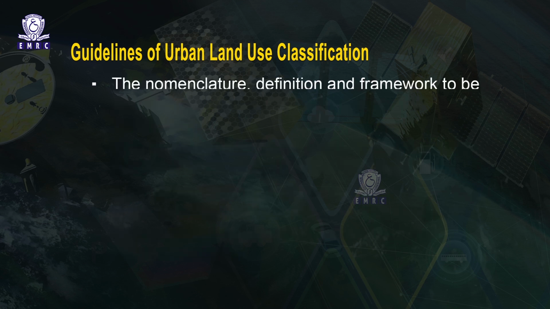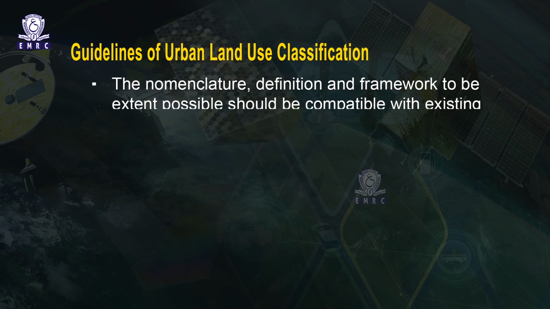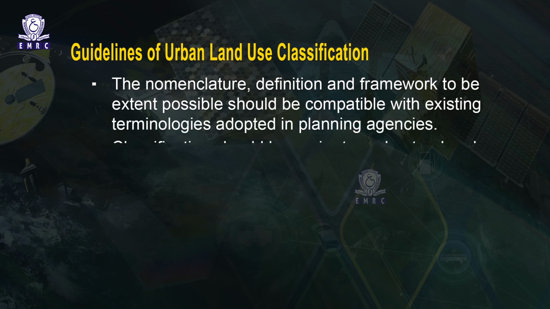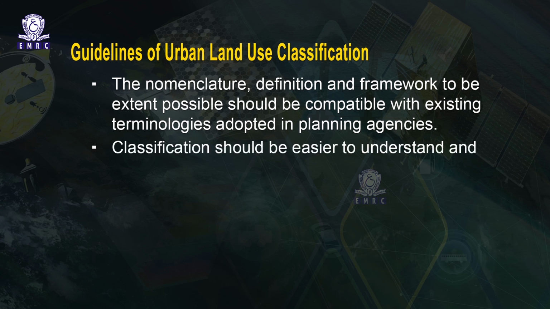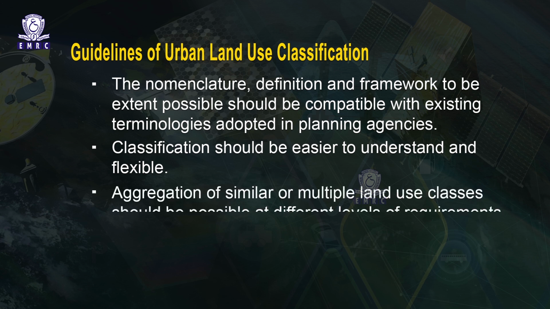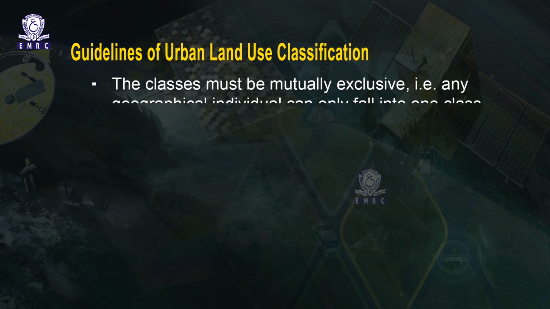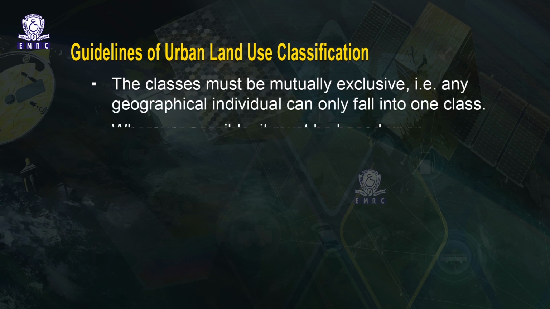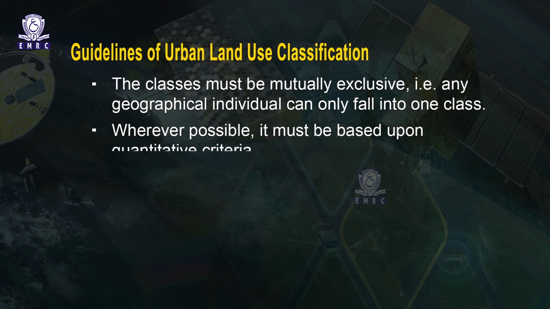The nomenclature, definition and the framework, to the extent possible, should be compatible with existing terminologies adopted in planning agencies. Classification should be easy to understand and flexible. Aggregation of similar or multiple land use classes should be possible at different levels of requirements. The classes must be mutually exclusive, that is, any geographical individual can only fall into one class. Wherever possible, it must be based upon quantitative criteria.